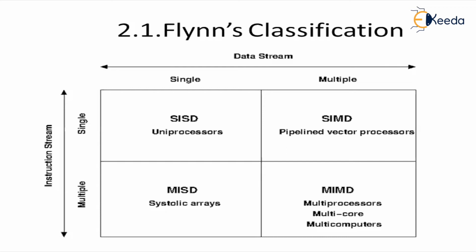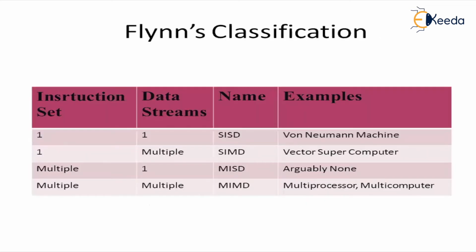Now let us look at this architecture one by one, that is SIMD, SISD, and so on. Flynn's classification is divided by the different instruction sets connected to it, the different data streams connected to it, the different types of operation that will be going on, and the different examples. If you have a single instruction, single data stream, it is called SISD. The example is the von Neumann machine.